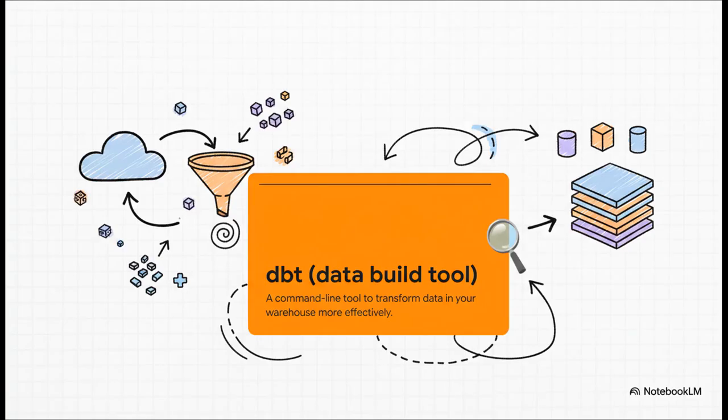So what is it, really? At its heart, DBT is a tool for transforming data that's already sitting inside your data warehouse. Now, this is a key point. It doesn't extract data, it doesn't load data. You know that popular ELT acronym, extract, load, transform? DBT focuses only on that T for transform. Its whole job is to take raw, messy data and turn it into clean, reliable, analysis-ready tables.